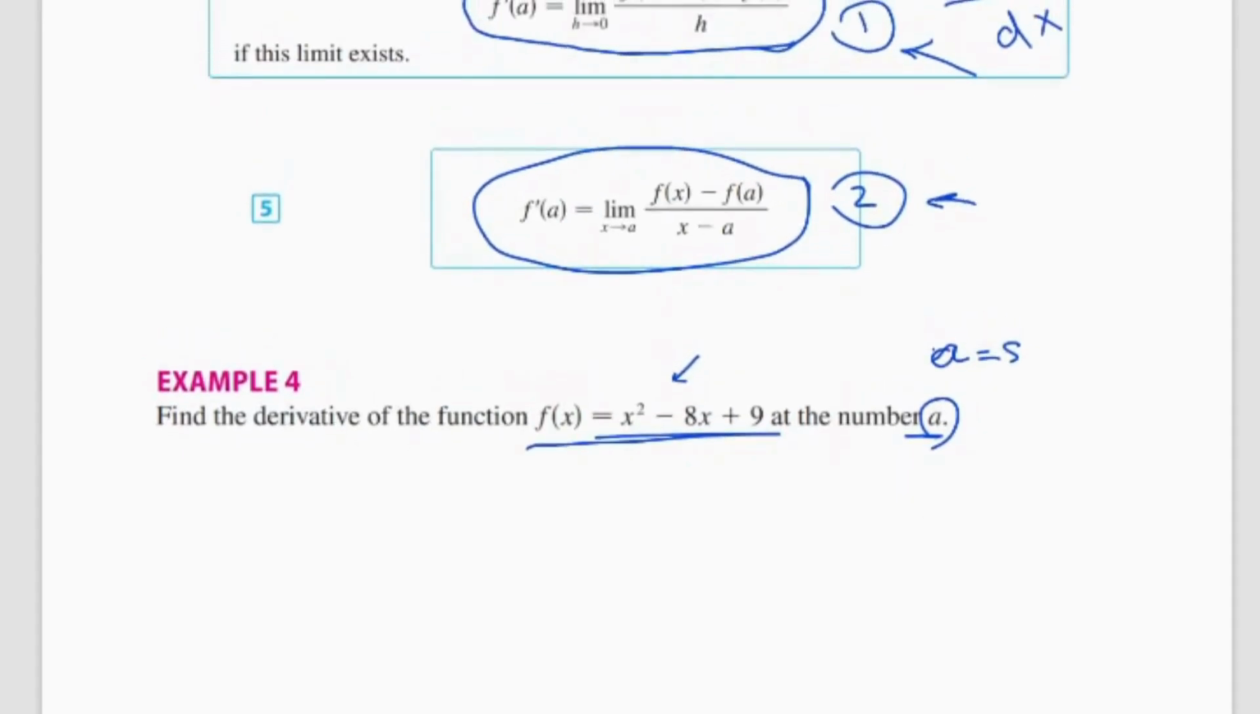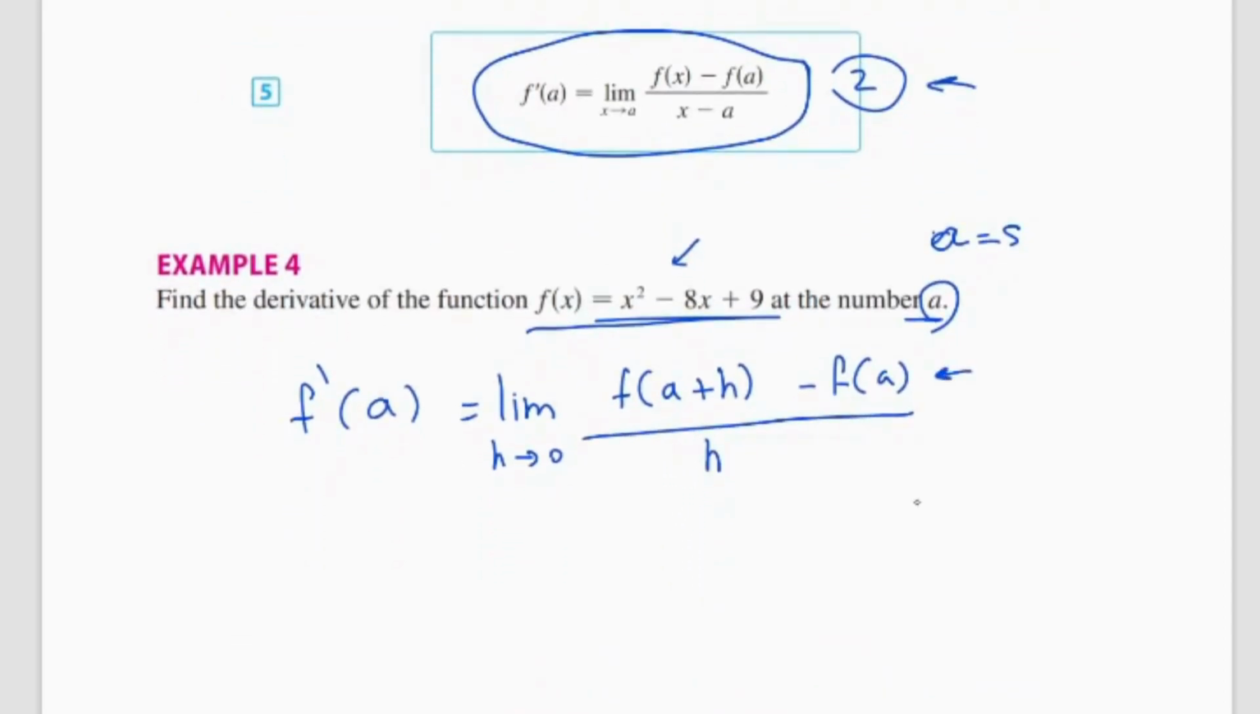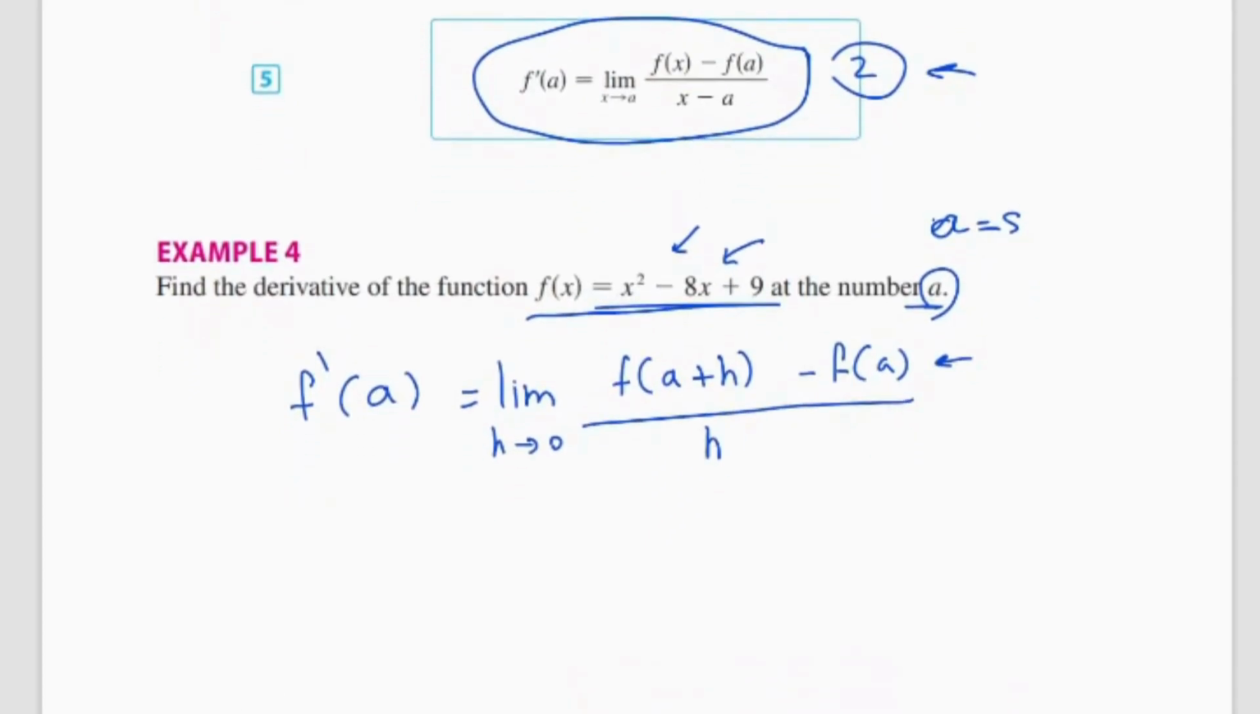Okay, so I'm going to apply the formula. f prime of a is equal to the limit when h goes to 0 of f of a plus h minus f of a over h. What is your f of a? f of a is just, you are going to substitute every x by a, and thus you are going to substitute every x by a plus h.